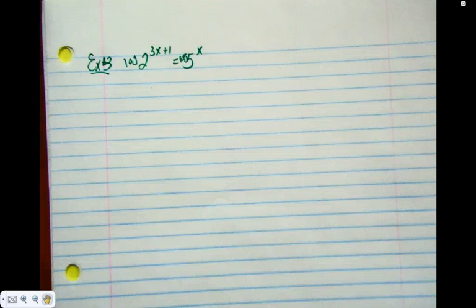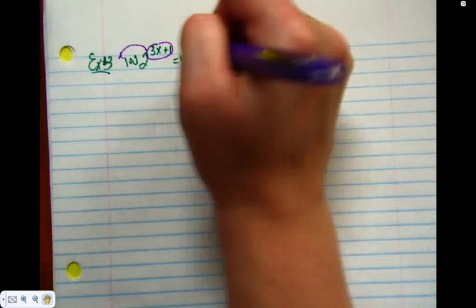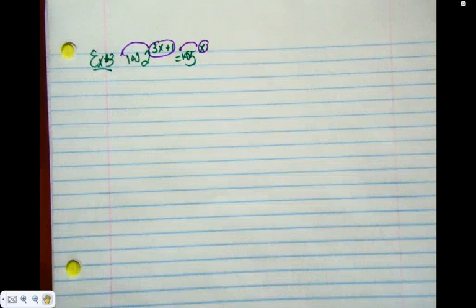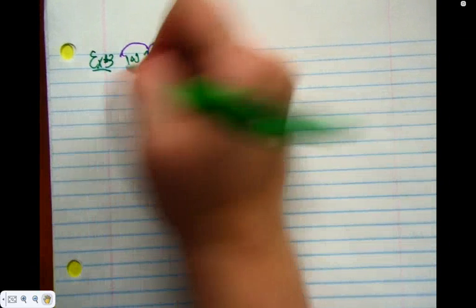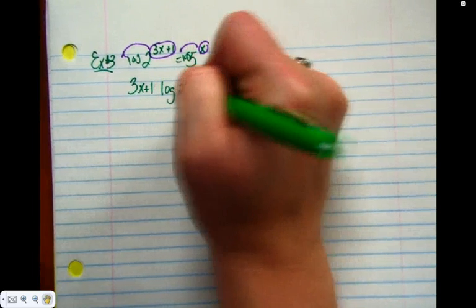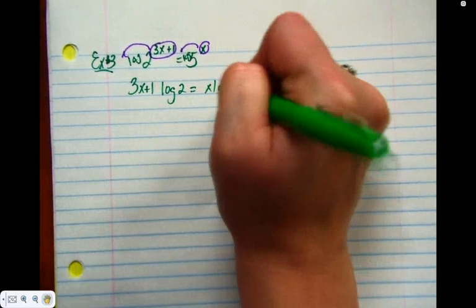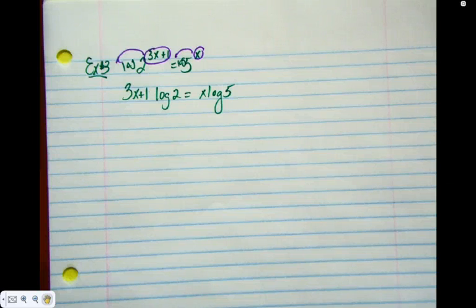Step 2, expand. So exponents have to come down. If there was any multiplying, it would become adding. We'll do one like that in a little bit. Any division would become subtraction. And I just lost myself a half mark.